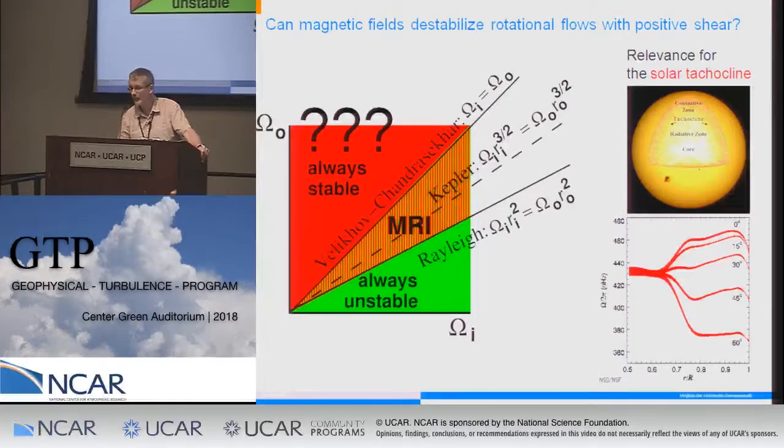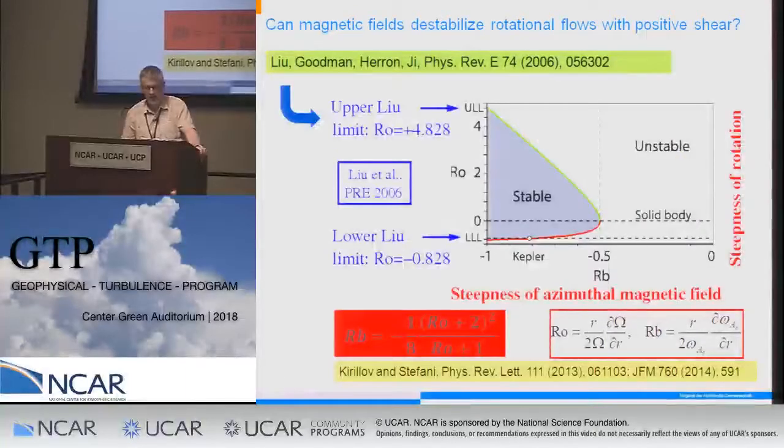Last year there was a paper by Deguchi who showed this is not true. At some very high Reynolds numbers in the order of millions, you can destabilize even flows with positive shear. It's non-axisymmetric instabilities. But of course, we are looking now more for magnetic possibilities to destabilize flows with positive shear.